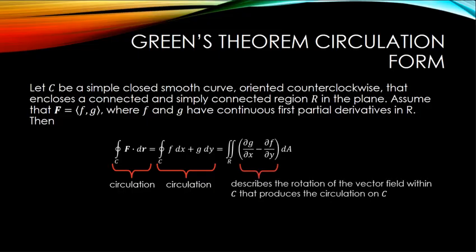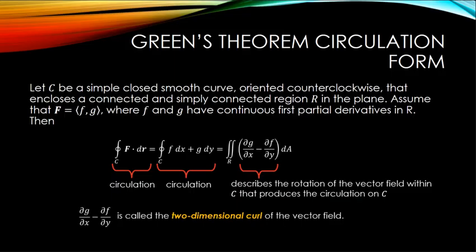The integrand in the double integral, the partial of g with respect to x minus the partial of f with respect to y, describes the rotation of the vector field within C that produces the circulation on the boundary of C. This partial of g with respect to x minus the partial of f with respect to y is called the two-dimensional curl of the vector field.